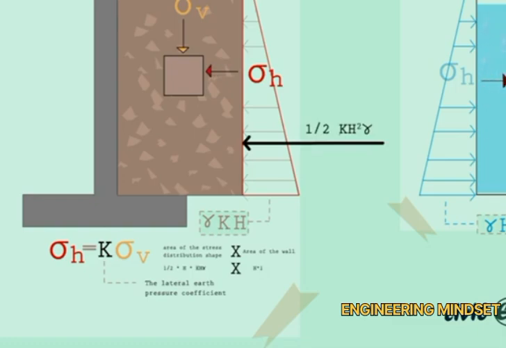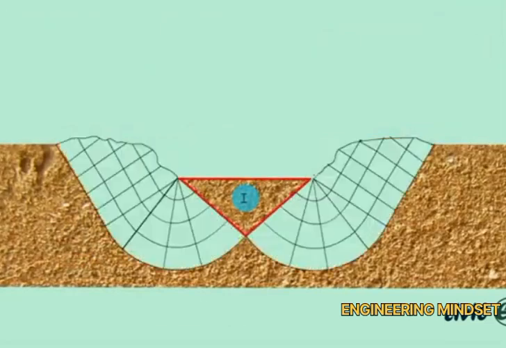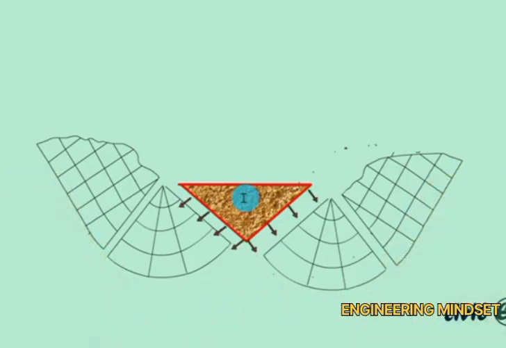We can expand on this subject in the future, but now let's go back to our main problem. We can imagine zone 1 like a retaining wall moving towards the soil.